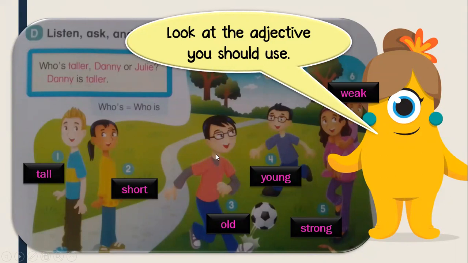So having this picture, you can ask and answer questions using the information. Pay attention that each character has an adjective. For example, here we have old, young, strong, and weak. So you can ask, for example, in number 3, who's, remember, I can say taller. No. In number 3 says old. Who's older, Mike or Leo? The answer will be Mike is older, and so on.